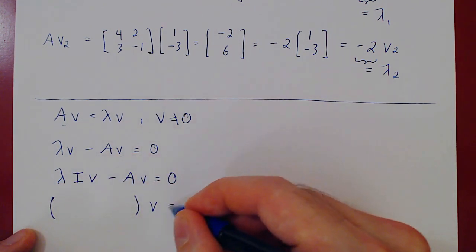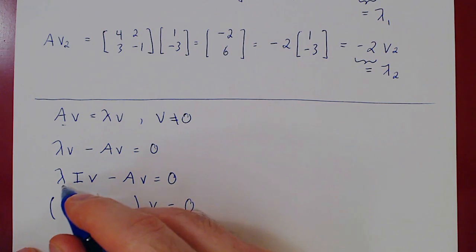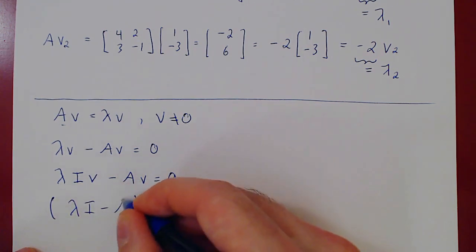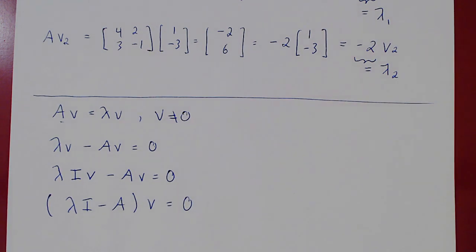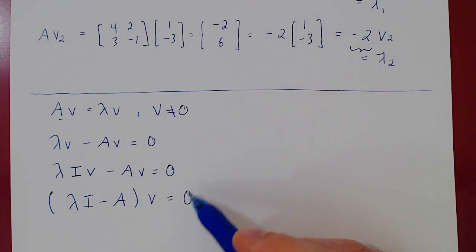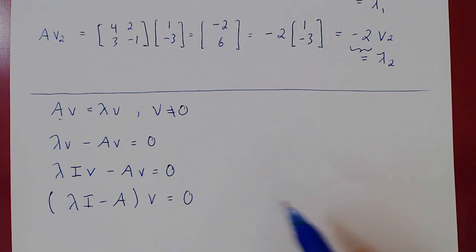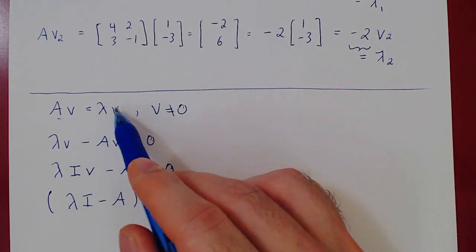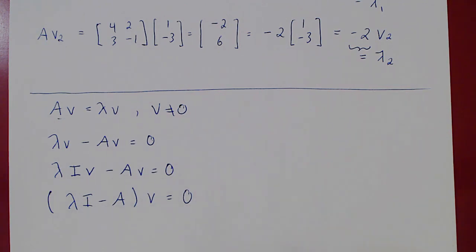If you do factor v, then you're left with the matrix lambda I minus A. And if you look at this now, we have a linear system, right? The matrix of coefficients is the matrix lambda I minus A. The vector v is the vector of unknowns. And this is the column of constants, which are all zeros. So you see the eigenvalue eigenvector pair must solve the linear system.